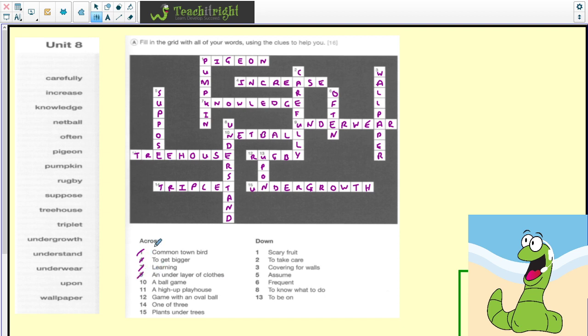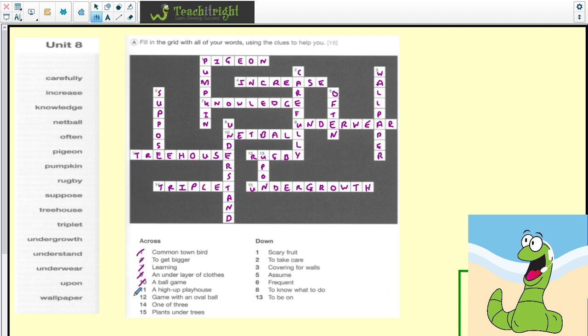Now, it may be that you didn't do this in this particular order. You might have started perhaps with the down clues, or you might have just done the ones where you'd already created letters to help you work out the next word. So, for example, once you'd worked out pumpkin and it gave you the K, you could then potentially work out knowledge. So it is about using the letters that you're given.